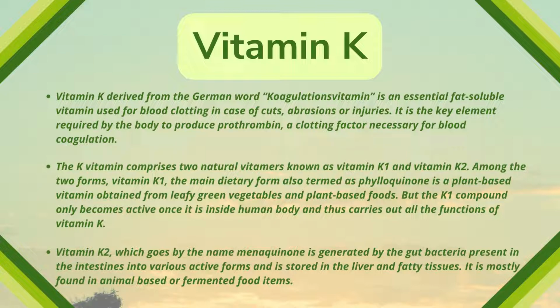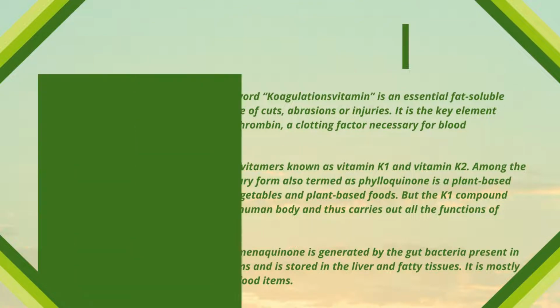So this was all about vitamin K, and again, it's a fat soluble vitamin. All of them were fat soluble vitamins: A, D, E, K are fat soluble vitamins, whereas B and C are water soluble vitamins. So let's move on to the next slide to talk about the vitamin K structure.